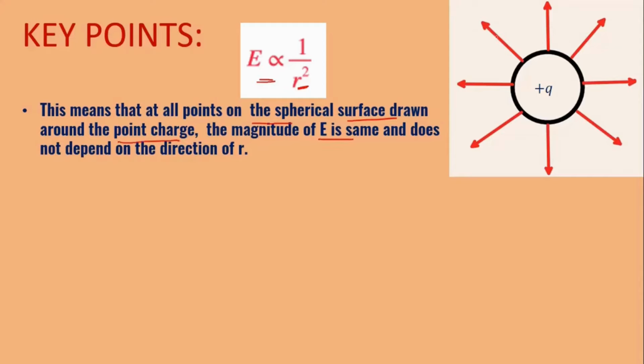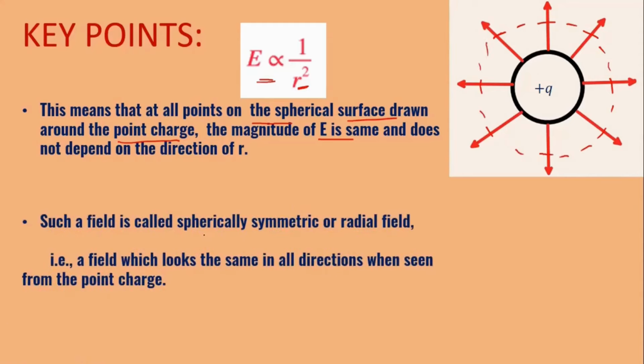That means if we draw a spherical surface like this around a source charge, at all the points on this spherical surface, the magnitude of E is going to be the same. It is independent of the direction of R, and this is called a spherically symmetric or a radial field. That is the most important point. Why is the electric field a radial field or spherically symmetric? Because at all the points on the spherical surface drawn around the point charge, the magnitude of E is the same. That is why it is called spherically symmetric.